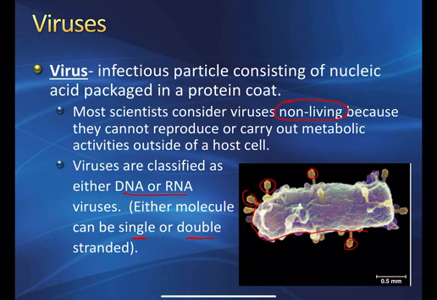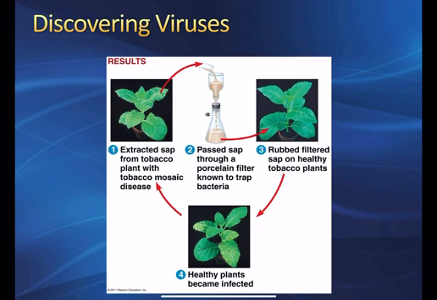So viruses are smaller and simpler than bacteria. The smallest virus only has 4 genes, so it's very simple. But some of them would have maybe up to 1,000 genes or so. But you can't see them under a microscope like you can with many bacteria.